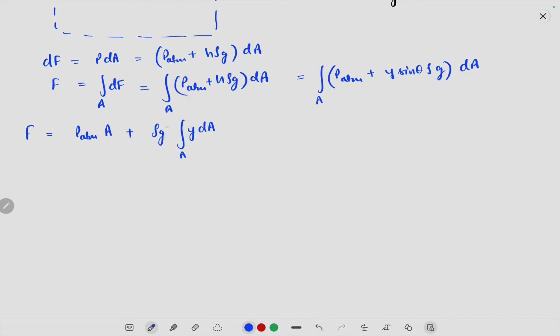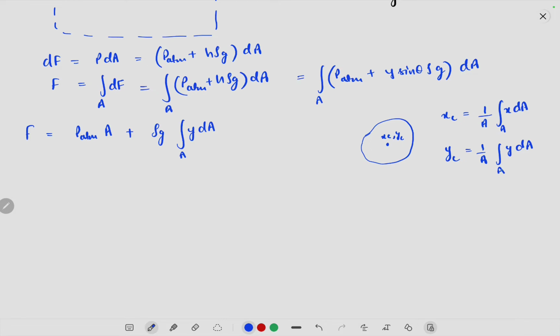Now if you see here, this expression can be written in terms of the centroid of the body. So what is the definition of the centroid of the body? If I have some body, and this is the centroid of the body, then xc is given as 1 by A integral of x dA, and yc is given as 1 by A integral over A of y dA.